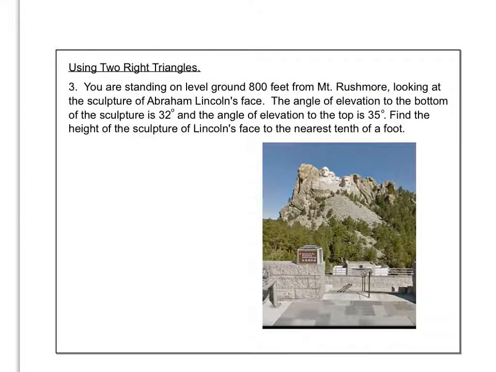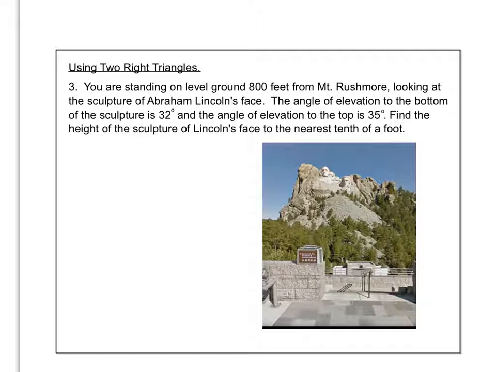So this one, we're talking about trying to measure something that's a far distance away. This is actually something they do out in the real world. If you're standing away from an object that's up high in the sky and you want to measure how big it is, you can do this by looking first at the bottom of the object and measuring that angle, and then looking at the top of the object and measuring that angle.